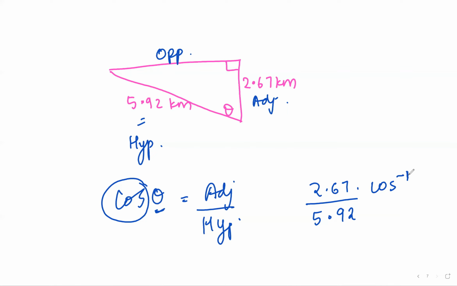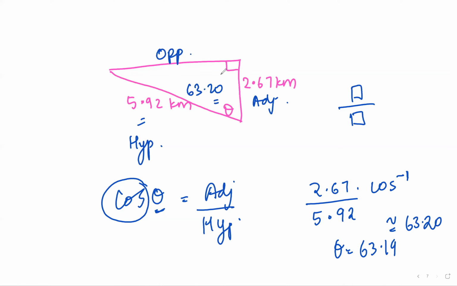It has already been taught earlier that you can select fractions this way. And if it is a scientific calculator, open the bracket, take 2.67, divide by 5.92, close the bracket. The answer is 63.19, which is equivalent to 63.20. So your theta, the value of theta, is 63.20.